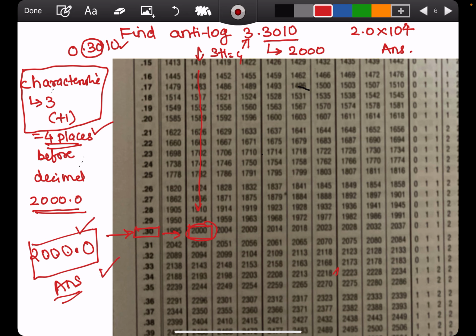I hope that you have understood how to refer to the log table and anti-log table clearly.